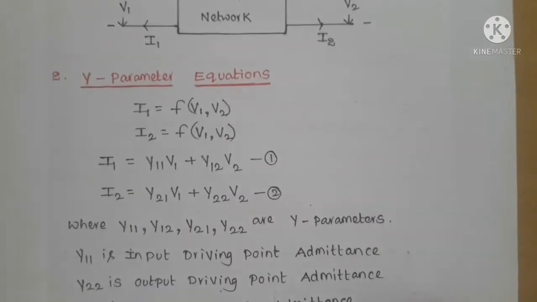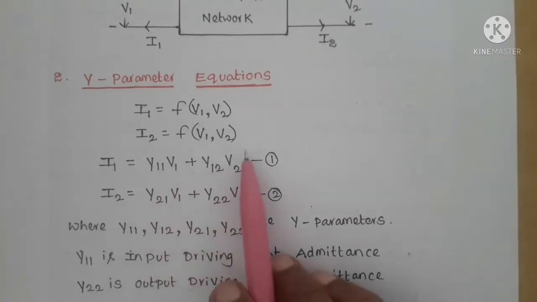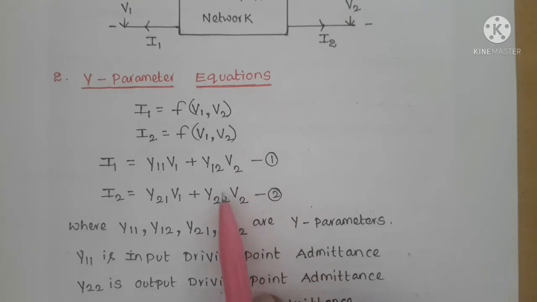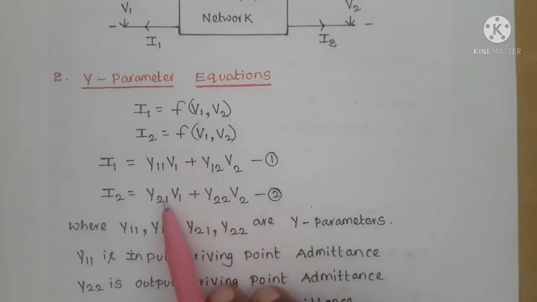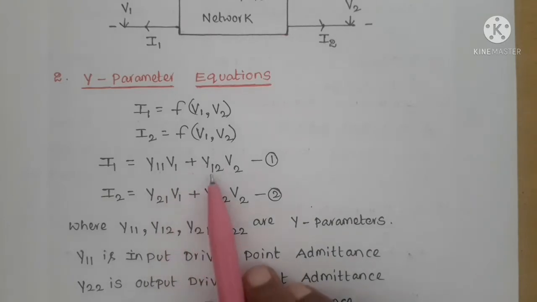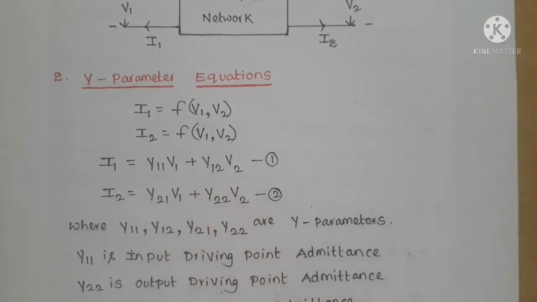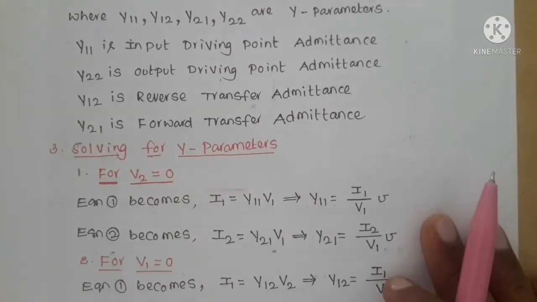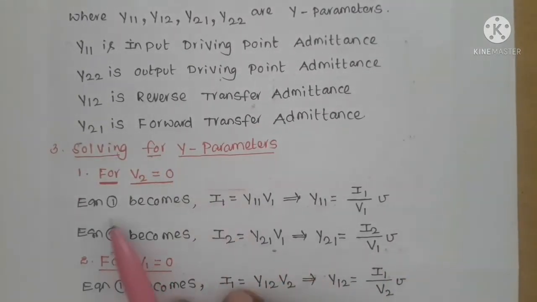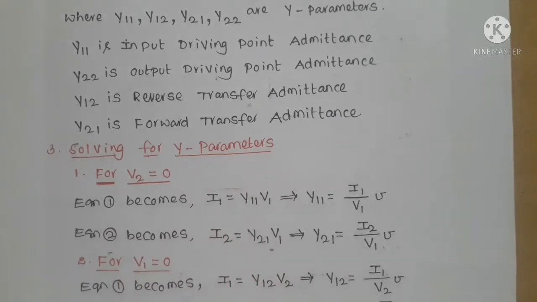So here we solve for Y parameters by taking voltages 0. So port 2 voltage 0. If you take port 2 voltage 0, that is V2 equal to 0, we get Y11 and Y21. And by making port 1 voltage 0, that is V1 equal to 0, we get Y12 and Y22. So here, for V2 equal to 0, equation 1 becomes I1 equal to Y11 V1, which means Y11 equal to I1 by V1 mho. Similarly equation 2 becomes I2 equal to Y21 V1. So from that Y21 equal to I2 by V1 mho.